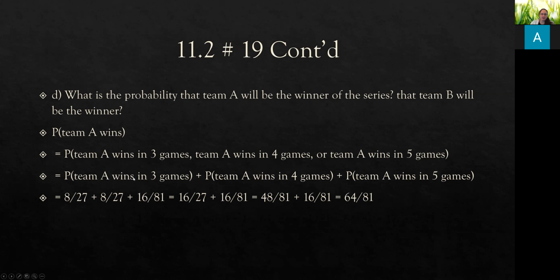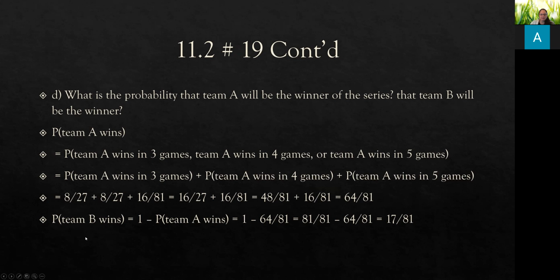We saw the probability that they win in 3 games was 8 out of 27. The probability that they win in 4 games was also 8 out of 27. And the probability that they win in 5 games we just saw was 16 out of 81. 8 27ths plus 8 27ths gives me 16 27ths. Then I get my common denominator, so I have 48 81st plus 16 81st, and that makes 64 81st. So that's the probability that Team A wins.